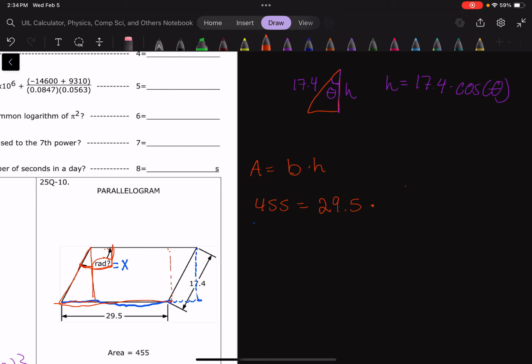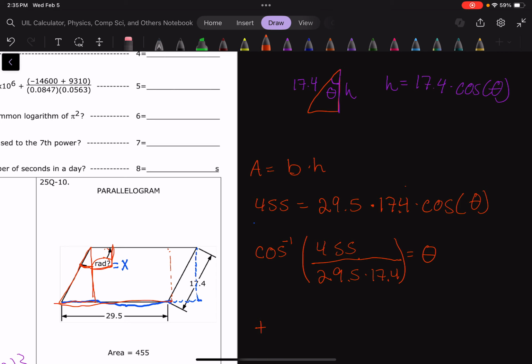So that's 29.5 times 17.4 times cosine of the angle. And so here, what we're going to do is solve for the angle by dividing over the product of the two sides, 29.5 and 17.4. And then lastly, to get the angle, we need to take the arc cosine of 455 all over 29.5 times 17.4. Okay. Lastly, the last thing we do is add the 90 degrees worth of an angle.